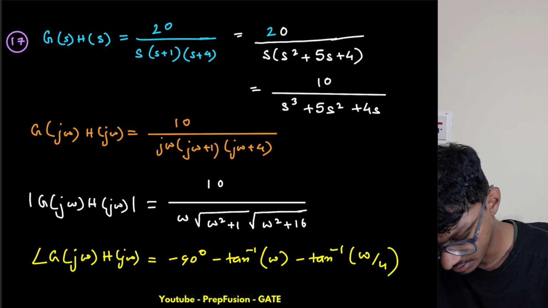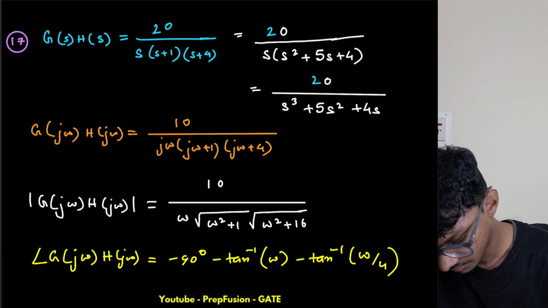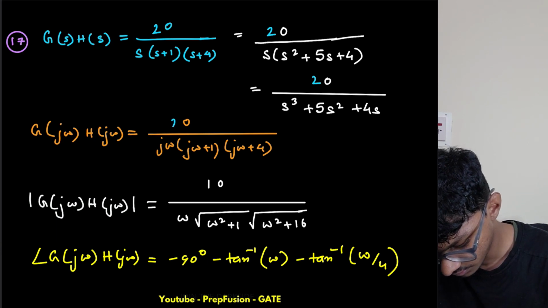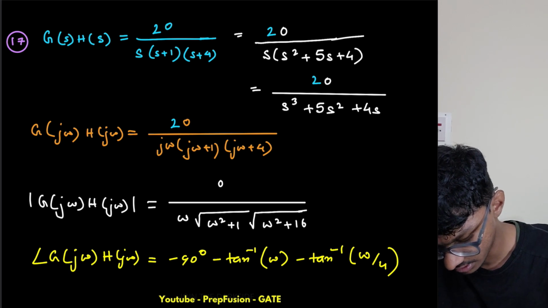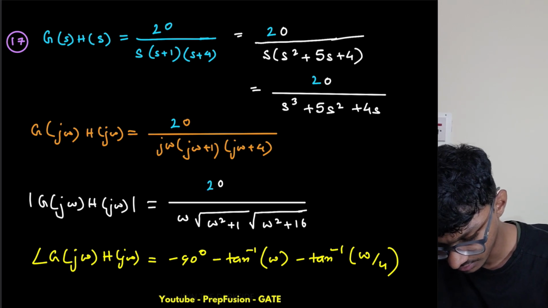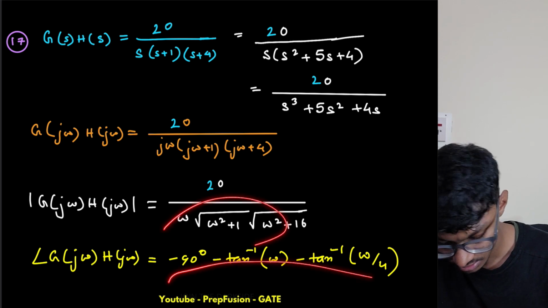Now is there any difference? Let's see, is there any difference? So this one changes to 20, but the denominator is still the same, right? Nothing changes, just the gain will change.